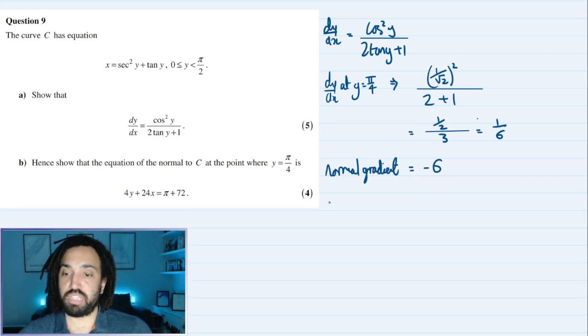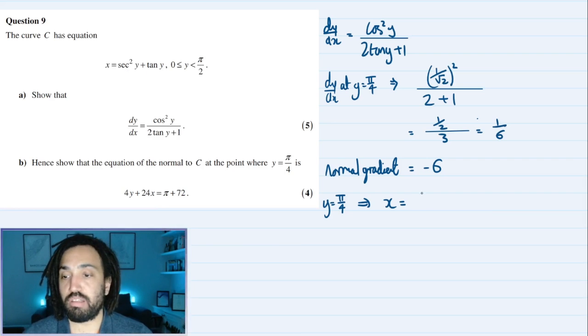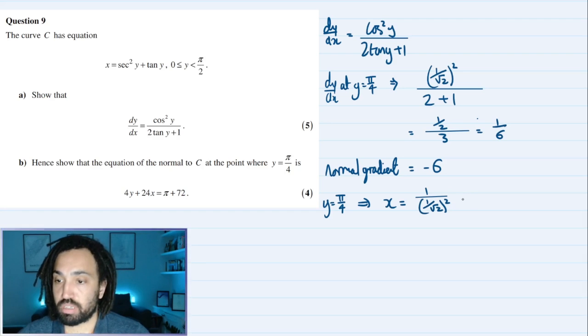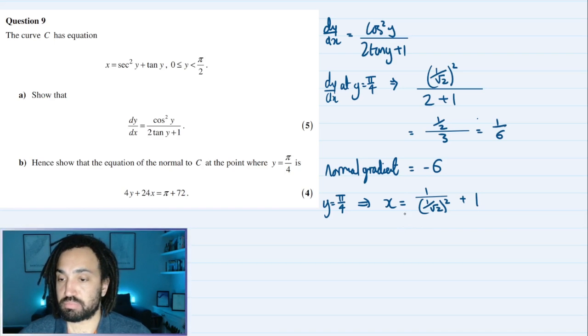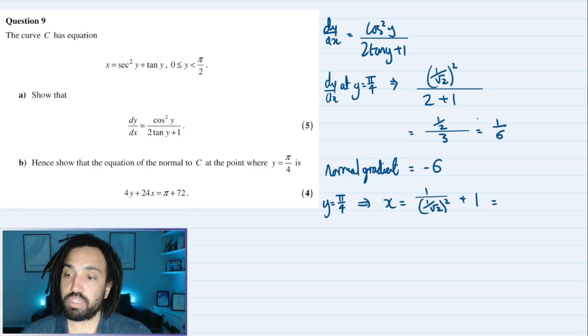Okay, so we still need to know what the x-coordinate is when y is equal to pi over 4. So when y equals pi over 4, we have x equals, so subbing into the original equation, sec squared is 1 over cos of pi over 4, which is 1 over root 2, squared, plus tan of pi over 4 is just 1. Okay, so what does this equal? So when I square that, I get a half. 1 divided by half is 2. 2 plus 1 is 3.